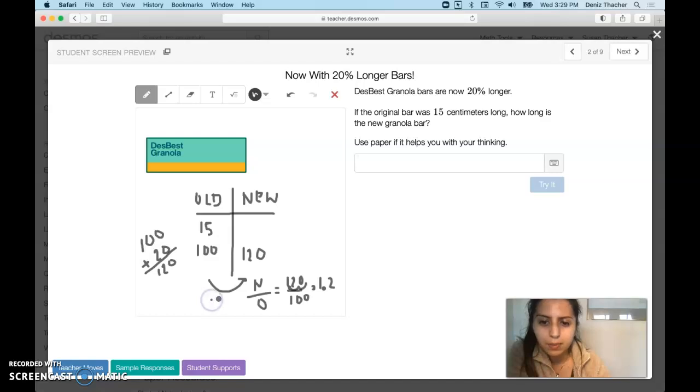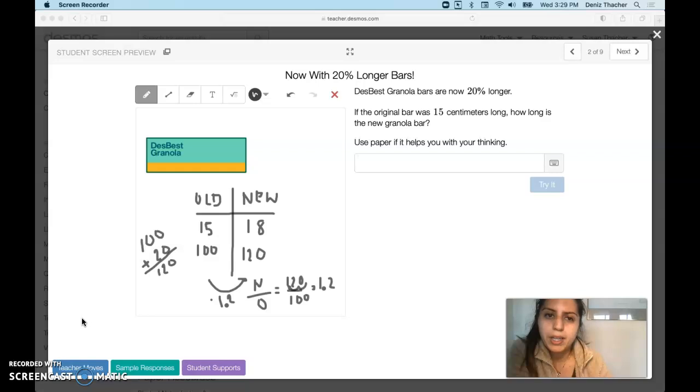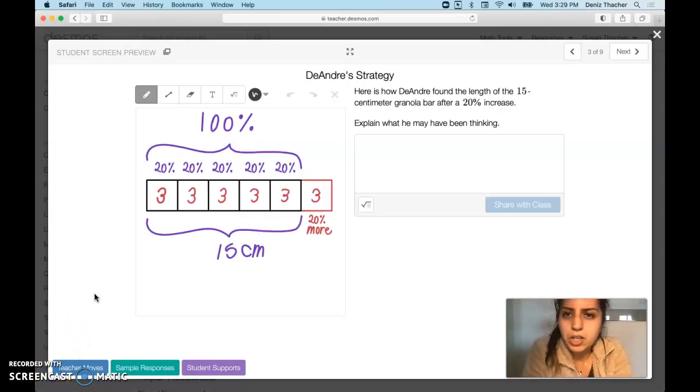So down here I'm going to write that I'm multiplying by 1.2. So that means I'm also going to multiply 15 by 1.2, and that's going to give me 18. This means that the new granola bar is 18 centimeters long. Like I mentioned, there are multiple strategies to solve percent problems, so here's DeAndre's strategy. So go ahead and take a look at his strategy, and once the video pauses, go ahead and explain what he may have been thinking.